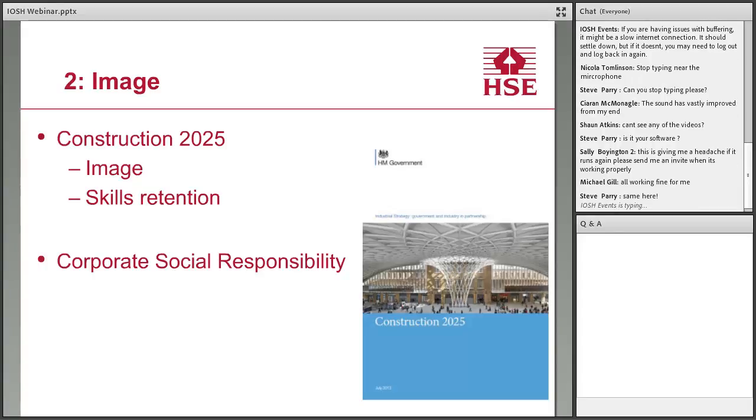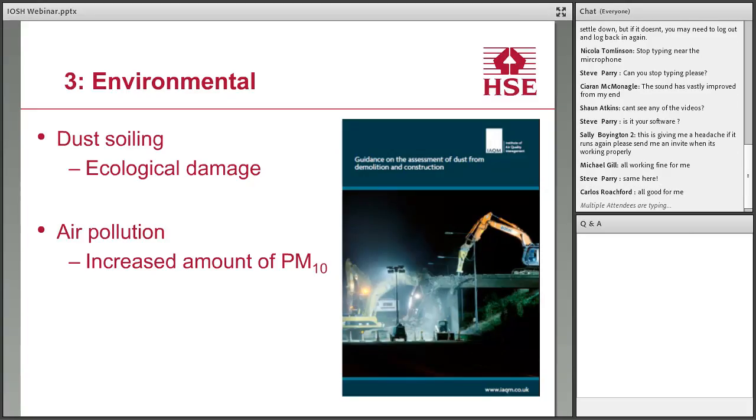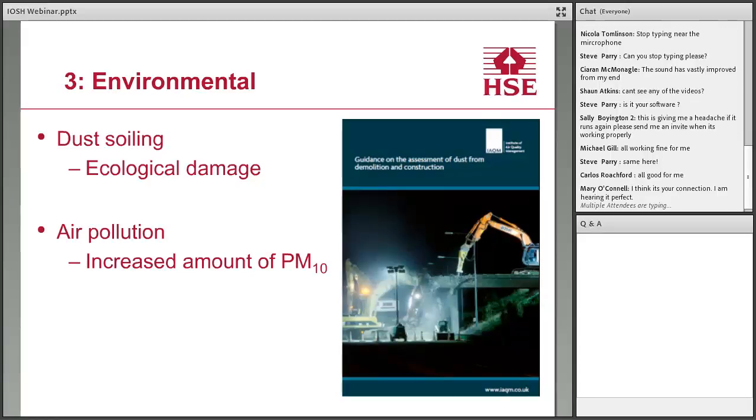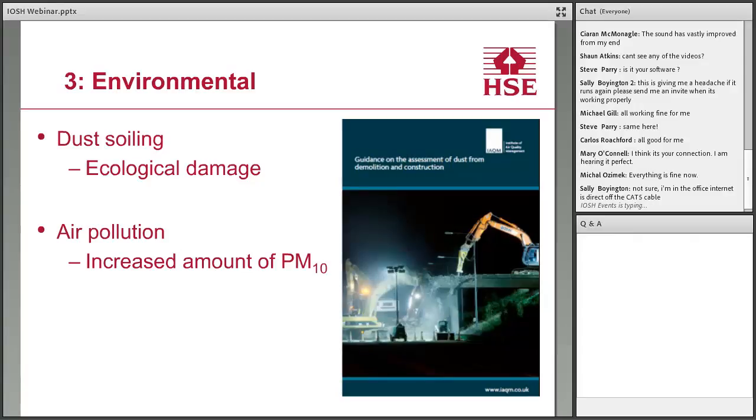There's also the issue of corporate social responsibility for larger companies, and reporting of those, particularly if they're listed on the stock market. There's a CSR section in corporate accounts. So there's positive issues there in terms of making the case. In terms of environmental issues, this guidance here on the assessment of dust from demolition and construction addresses it from an environmental impact. Dust soiling can cause ecological damage, and can also cause air pollution. So particularly in cities like London, where they're very keen on reducing the amount of particulate matter in the air, a lot of the controls that they're saying must be used for controlling environmental pollution will be the same as we're saying in terms of stopping it getting into the air in the first place.